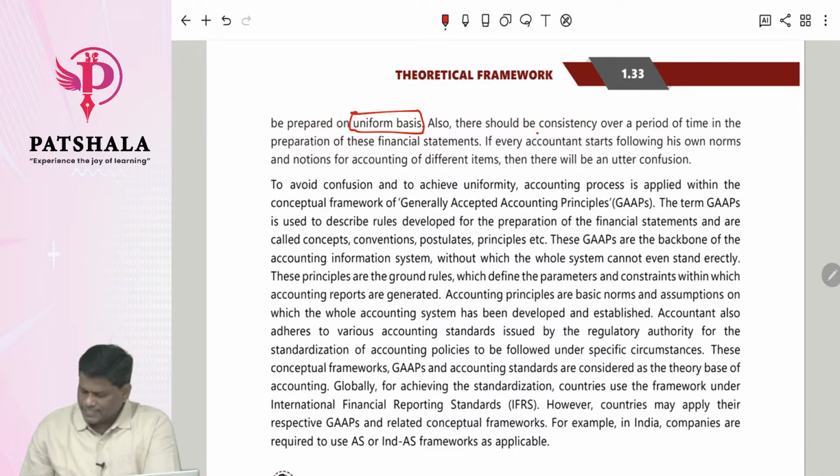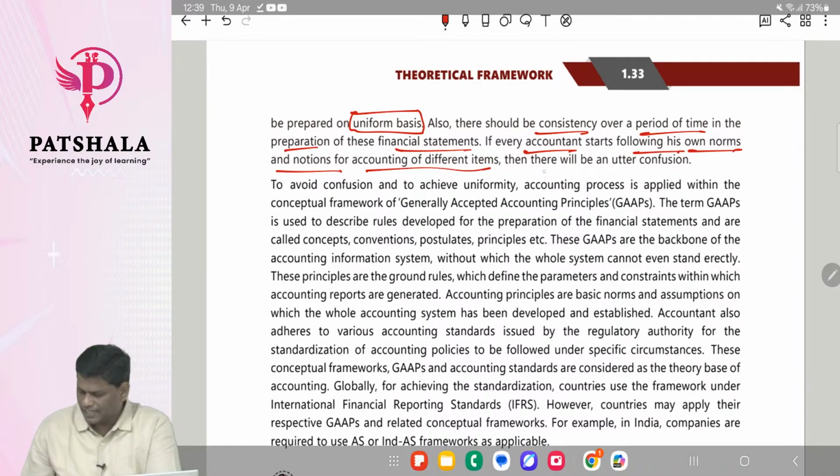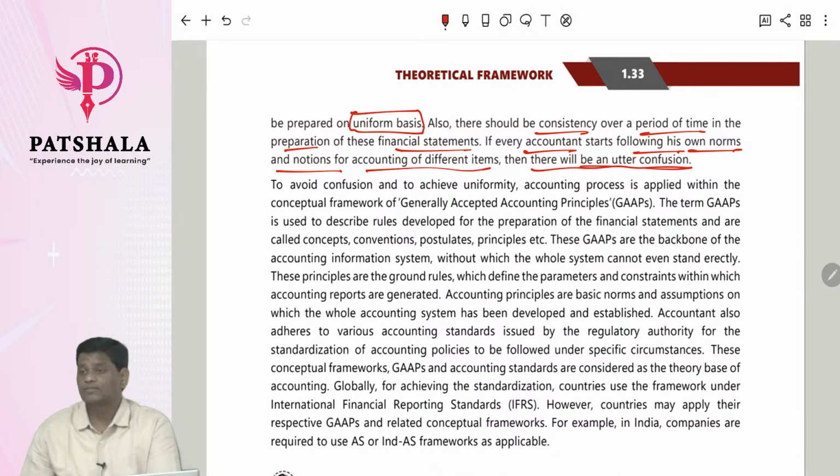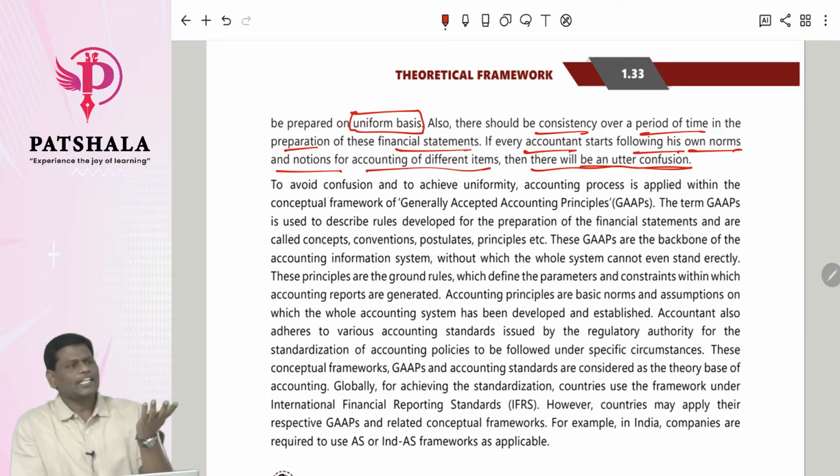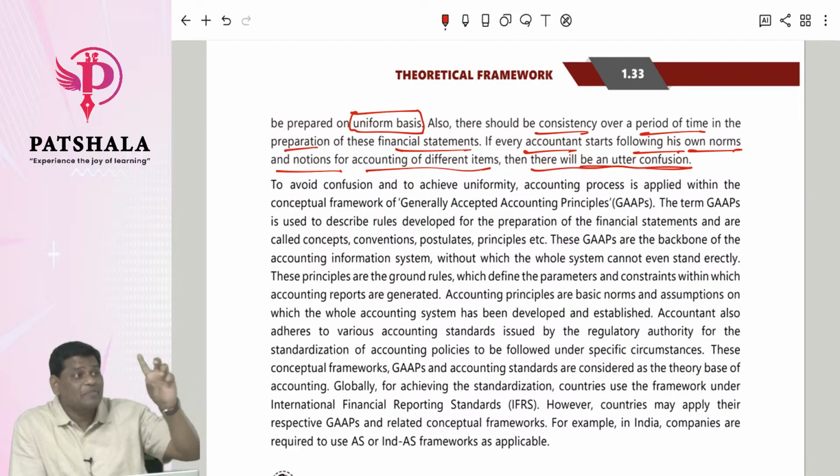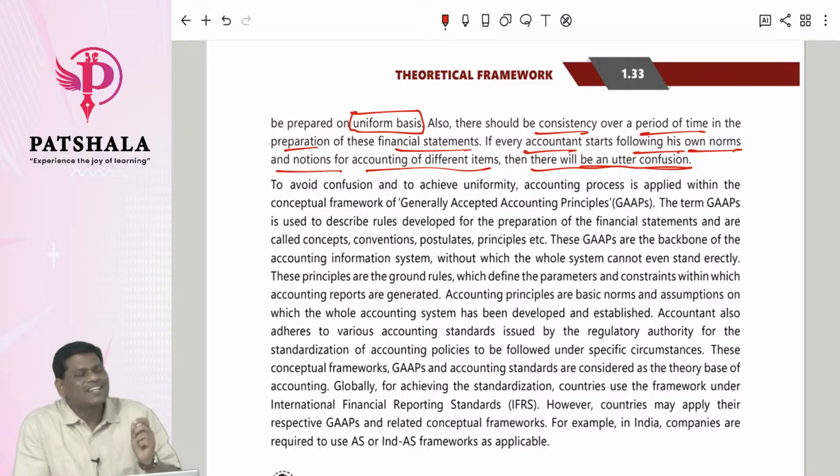Also, there should be consistency over a period of time in the preparation of financial statements. If every accountant follows his own norms and notions for accounting different items, then there will be utter chaos. Because it is an art, imagine everyone writing however they like. If everyone does it in their own style, it will be a khichdi. So everyone should follow the same set of rules and regulations. That same set of rules and regulations is known as accounting principles. Clear?